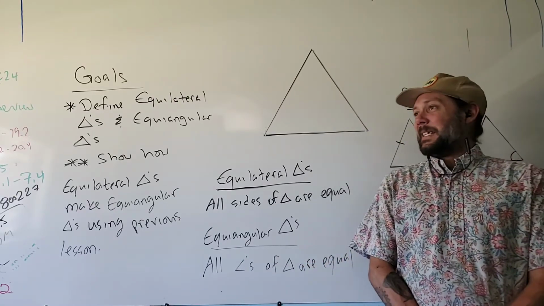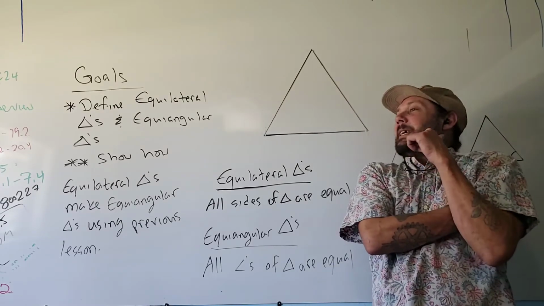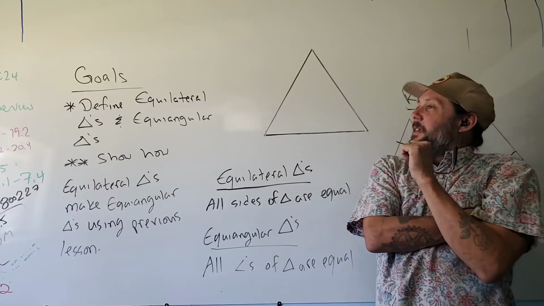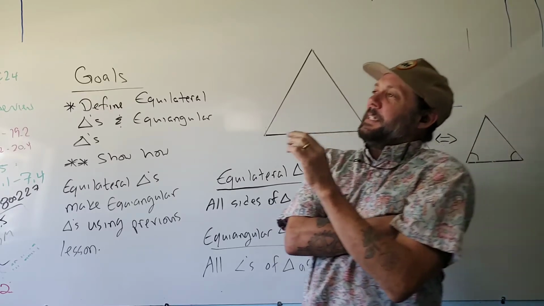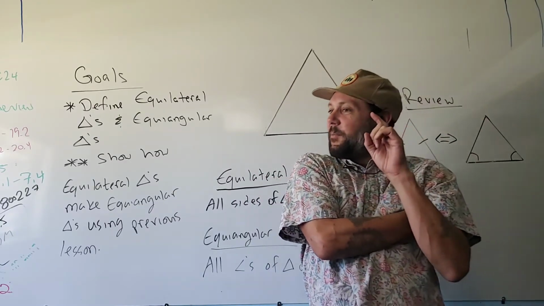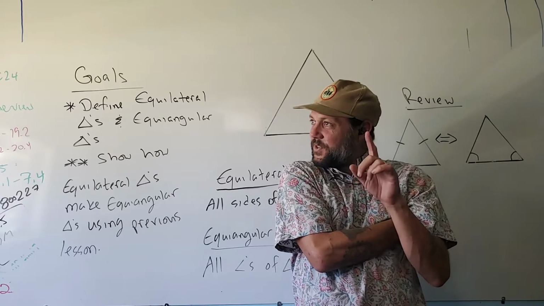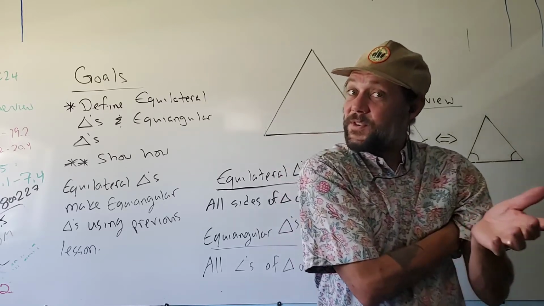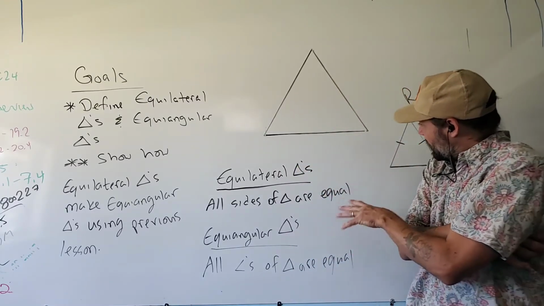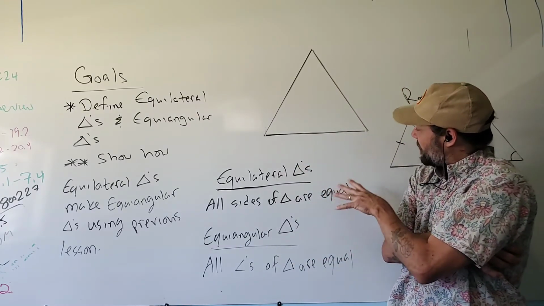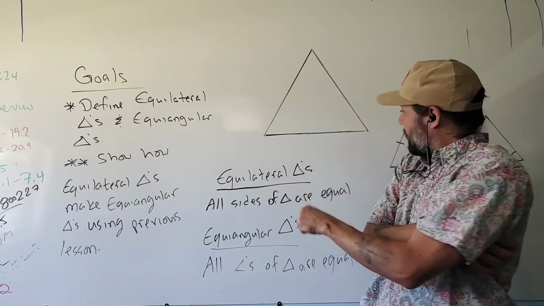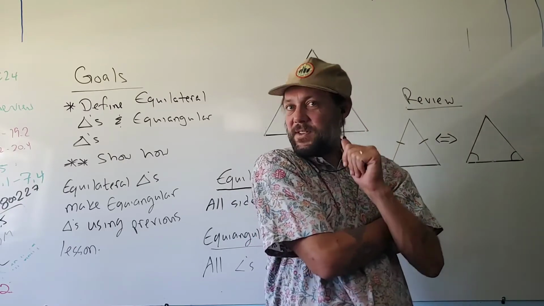Now, how do I say this? Every equiangular triangle is isosceles, but not every isosceles triangle is equiangular. Remember, the definition of isosceles is at least two congruent sides. So equiangular triangles are technically isosceles, but not every isosceles triangle is equilateral. And since this is an isosceles triangle, we get to use what we figured out about isosceles triangles.